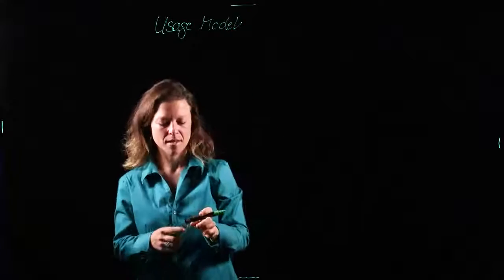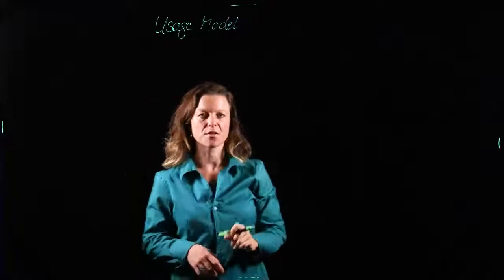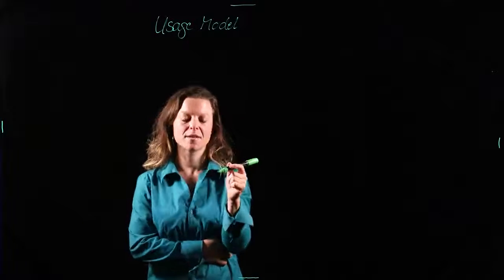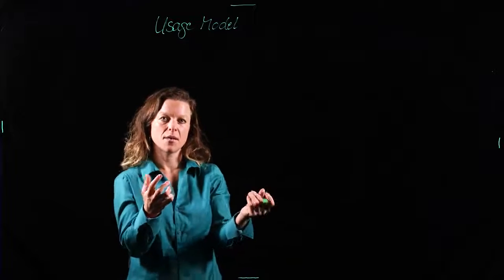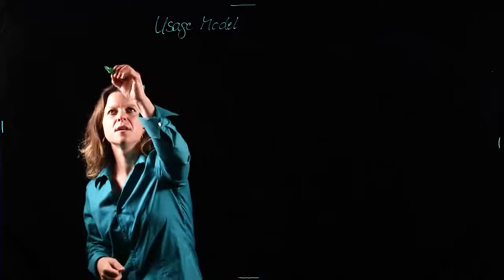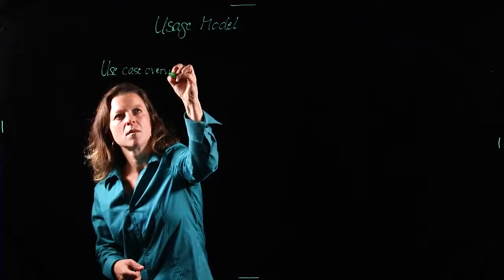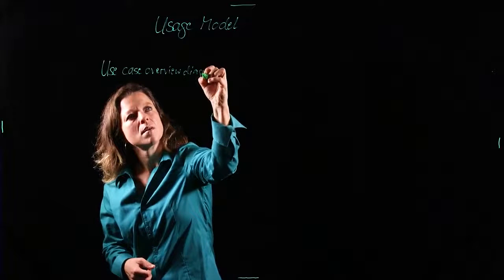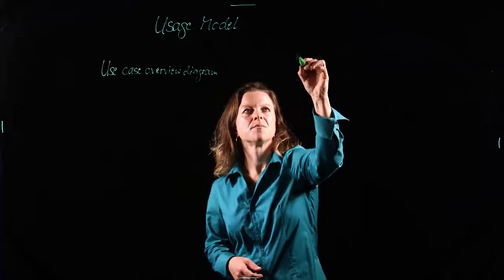Today we will talk about the usage model. The usage model, as you may recall, I have introduced when we talked about artifact models as the one where you describe the interaction between a user and the system. And we have two parts that belong to the usage model. The first one is the use case overview diagram. And the second one are the use case scenarios.